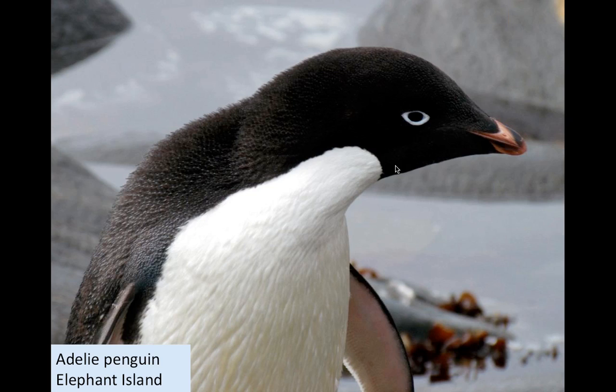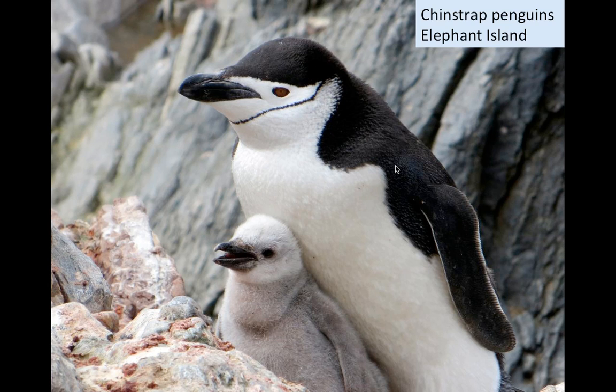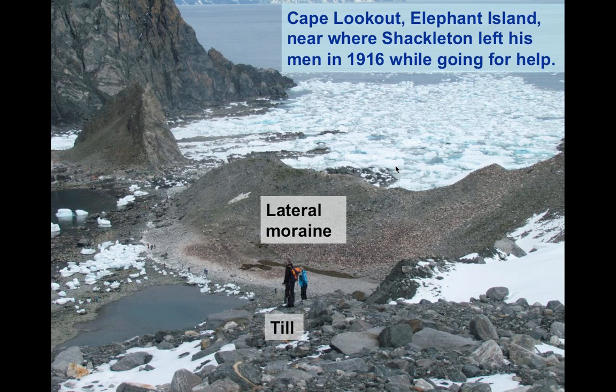This is an Adelie penguin on Elephant Island. These are chinstrap penguins on Elephant Island. And this is not where Shackleton left his men. They were a couple of points over, but it's very close to where Shackleton left his men in 1916.